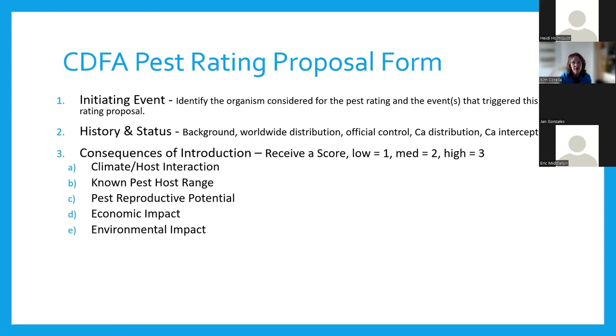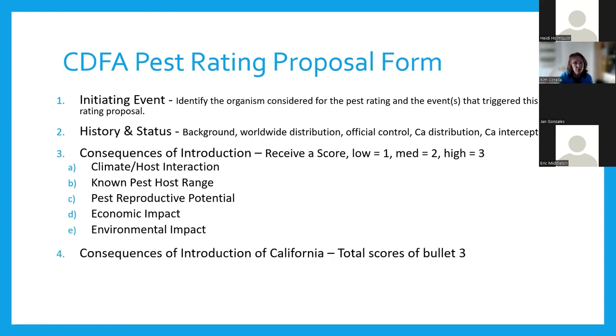This is where you evaluate the environmental impact of the pest. For example, will it impact biodiversity? Will it impact threatened and endangered species? Does it impact cultural practices? So once all those scores are added up, that totals the consequences of introduction into California.